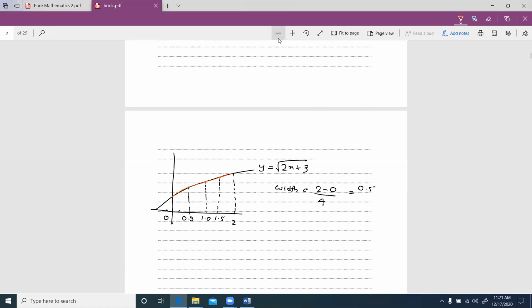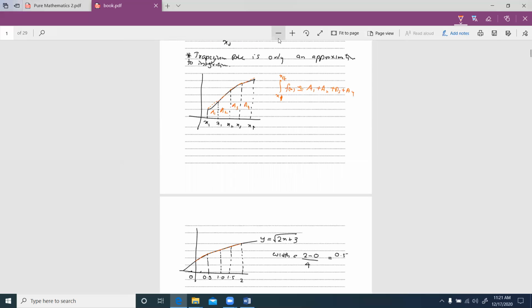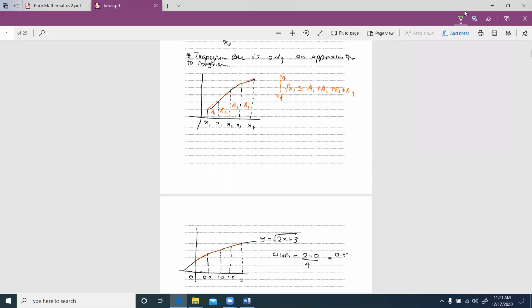That's a fact we can understand. Now let's see, how do you find these areas? I need to find these areas. I need these y coordinates. I just mark them with a different color. I need this y coordinate.